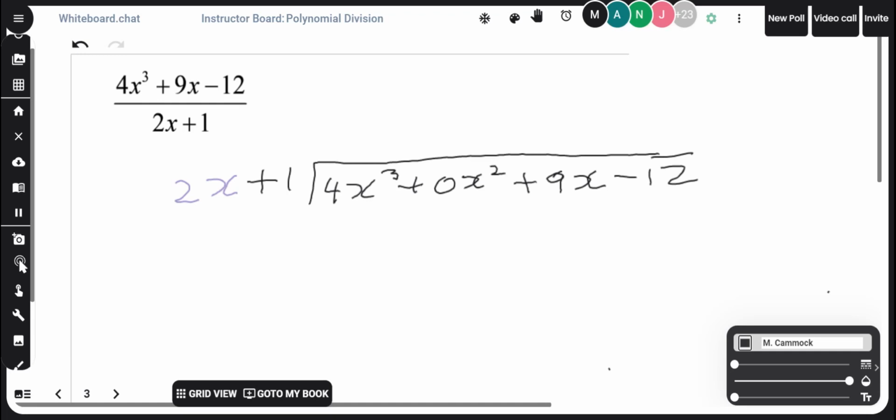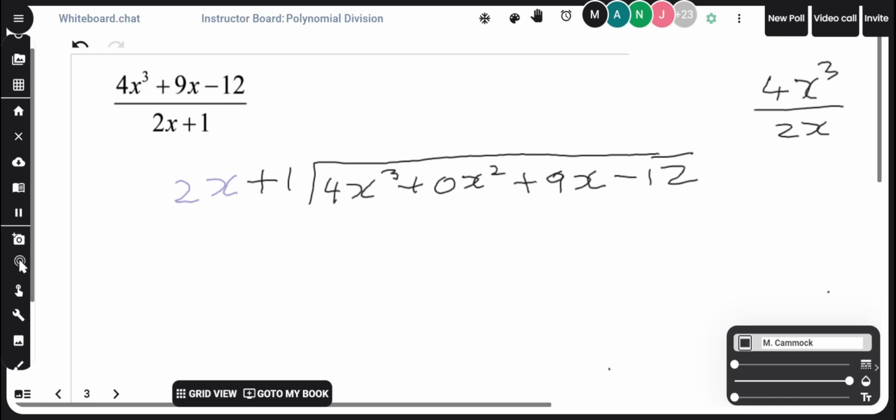Okay, so let's keep going. I'm going to take the first term of the dividend, the 4x cubed, put that on the side over here. I'm going to divide that by the first term of the divisor, which is a 2x.